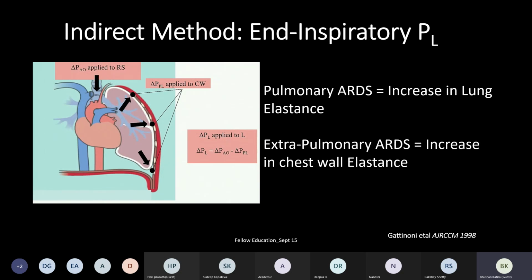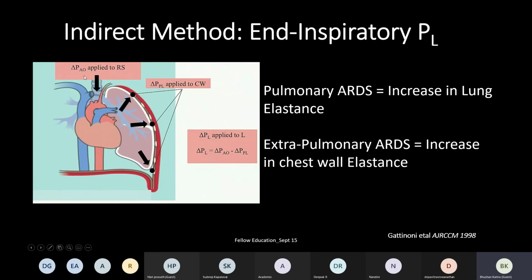All of that makes sense. And so he says if you have pulmonary ARDS, then looking at the lung directly and not addressing the chest wall might be okay. Whereas in extrapulmonary ARDS, it is the chest wall elastance, so keeping it as a factor is very, very important.